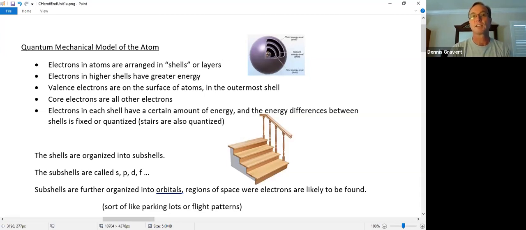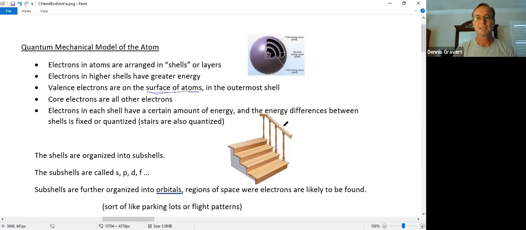Okay, and I kind of already said a couple of times, kind of a key concept here. Valence electrons are on the surface. They're in the outermost shell. And if you want a name for all the other electrons, they're in the middle, like an apple core is in the middle. The core electrons are just all the other electrons.